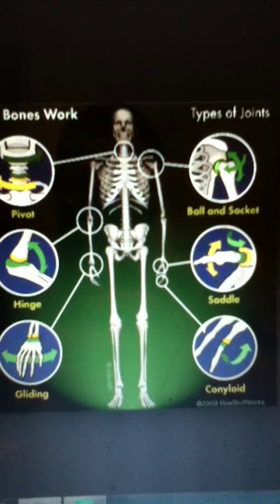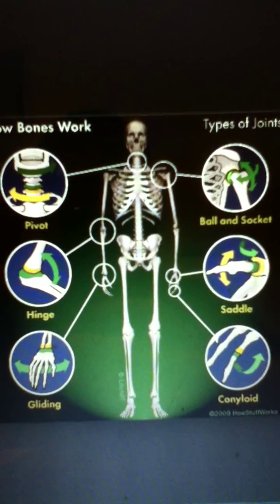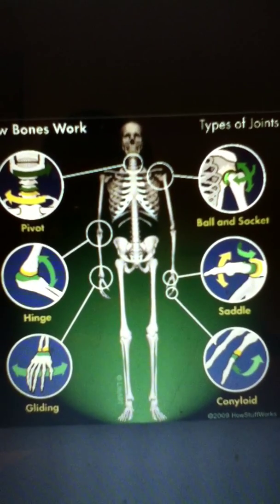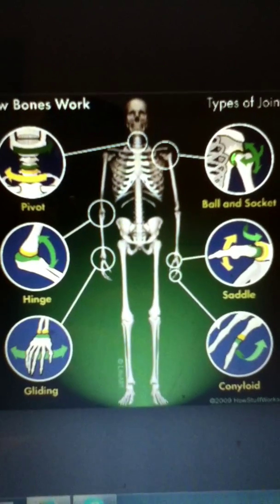Hello, I'm Mike, and today we're going to talk about joints. Joints are classified by the amount of movement allowed at each joint.